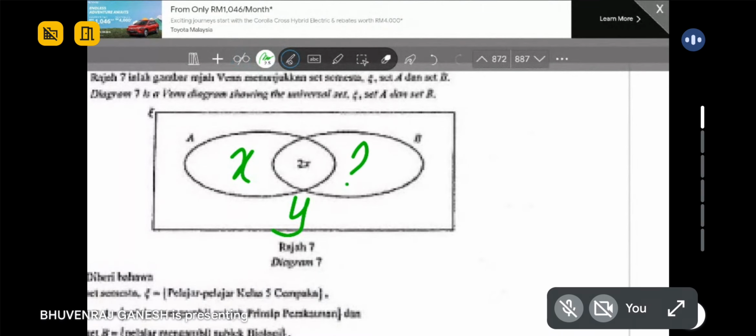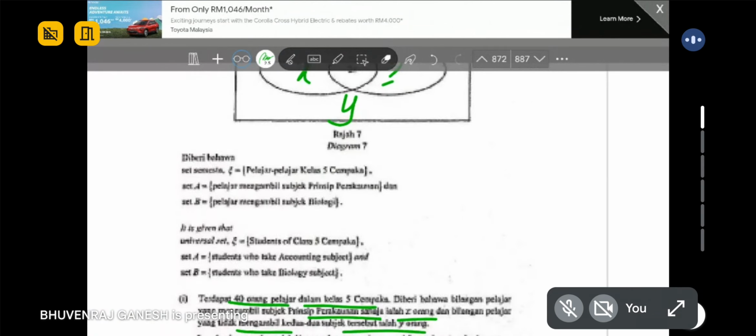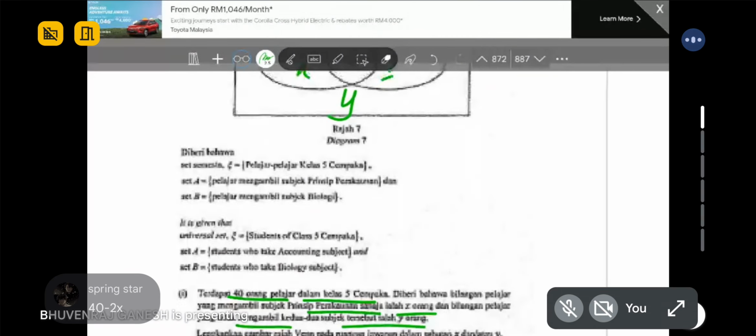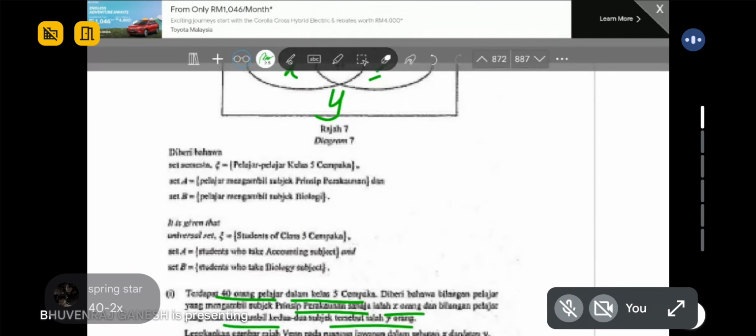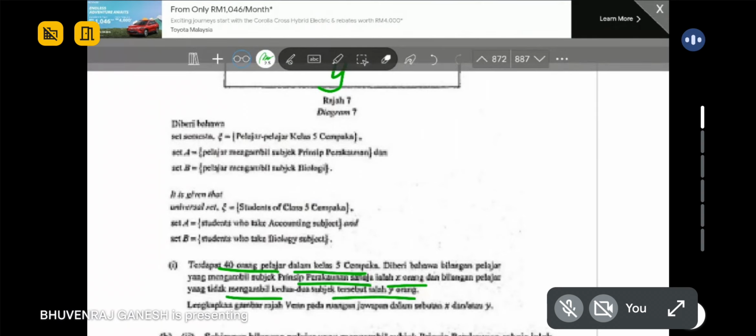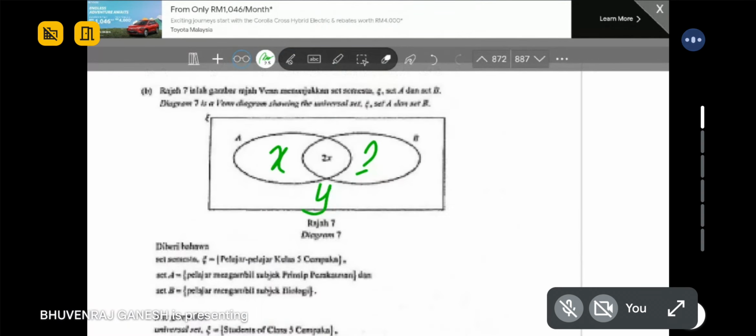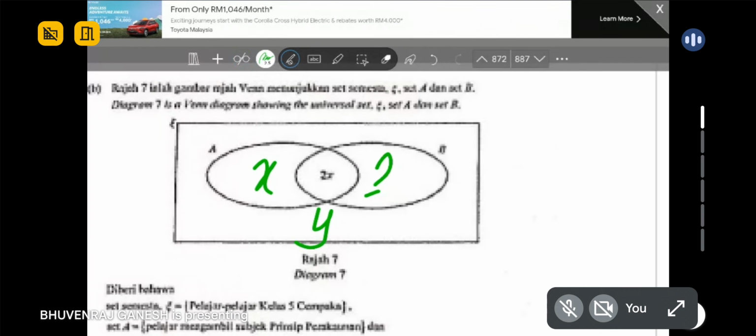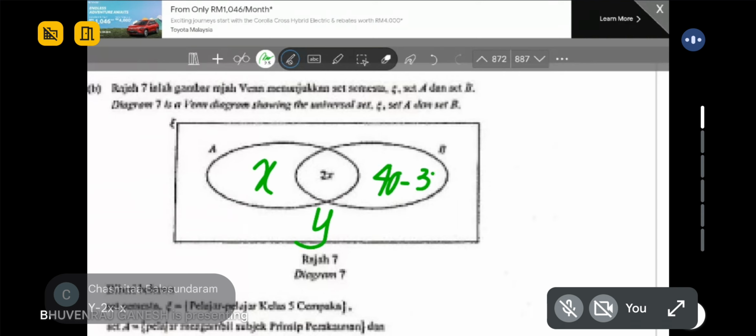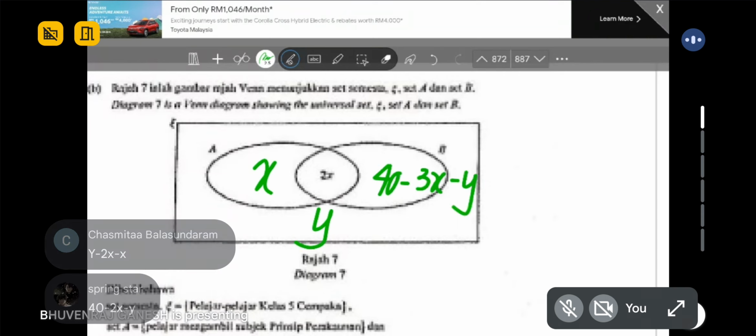Okay, so over here guys, what is the answer? Can you all tell me? Apa jawapan dia kat sini? Anyone got idea? What is the answer? No, bukan. You must be careful guys. 40 is your total. 40 adalah jumlah. So, if you guys want to fill in this one, it must be 40 minus 3x minus y.